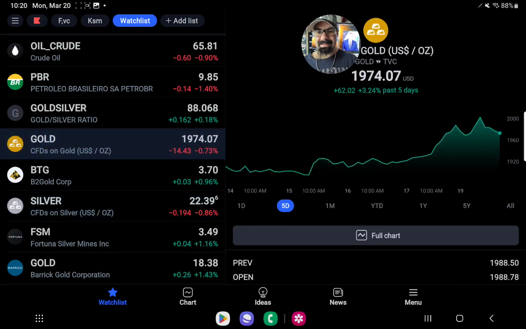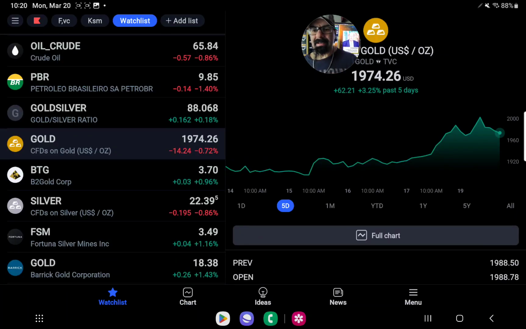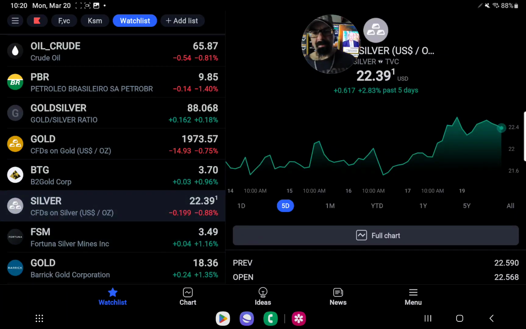So gold is at 1974, as we have talked about. We are facing these breakouts, so I don't want to go any deeper than that, but that's what we're looking at. A 1950 hold would be incredibly important if a retracement does indeed happen.